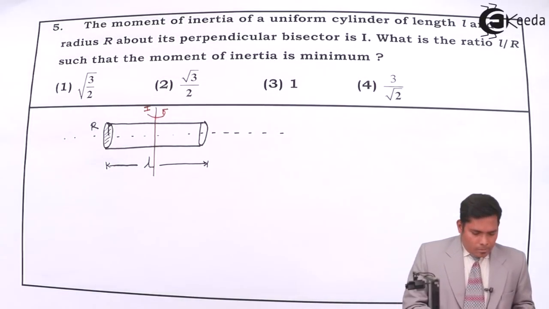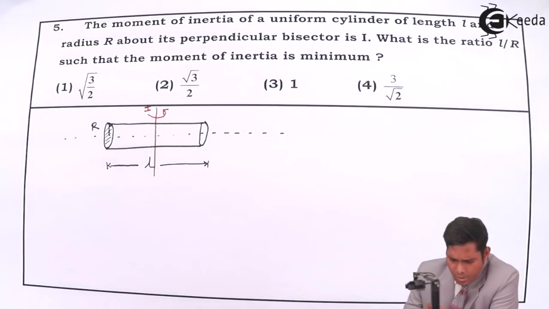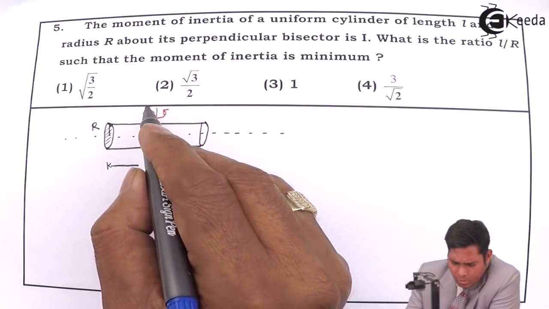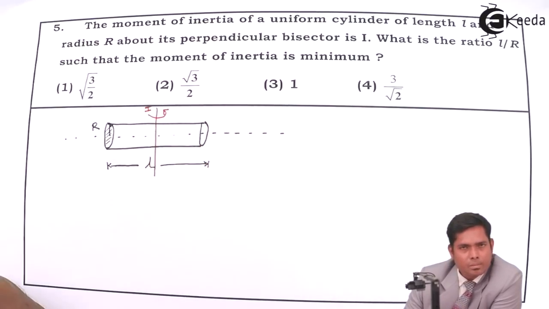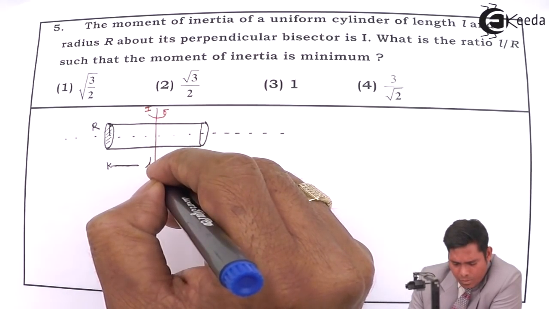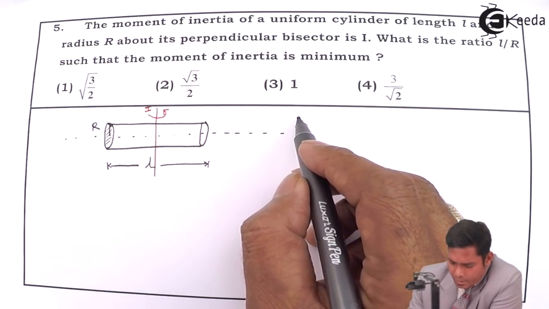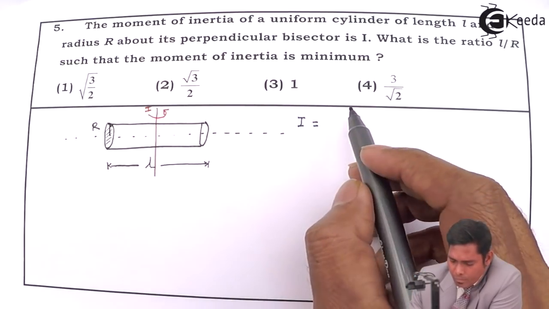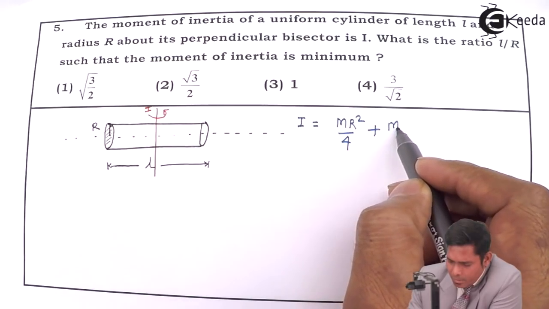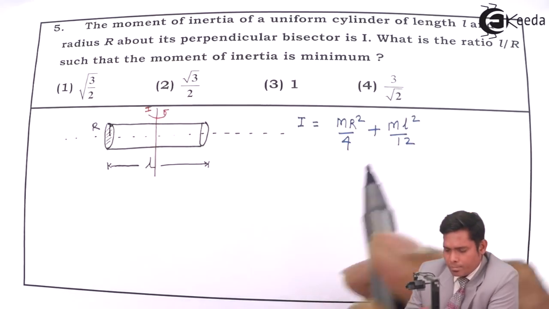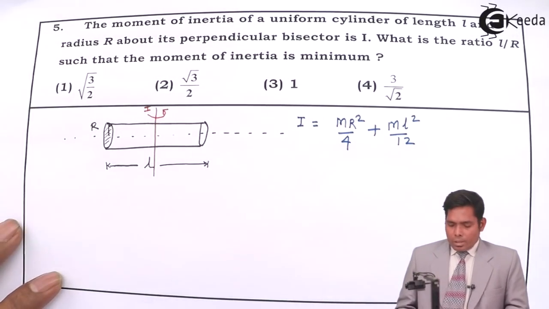Now, first of all, let us write the formula for the moment of inertia of a solid cylinder about this transverse axis. About this transverse axis, the moment of inertia I is found to be mR square by 4 plus mL square divided by 12. This is the moment of inertia about this axis.